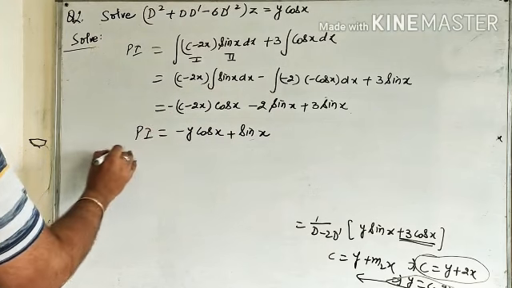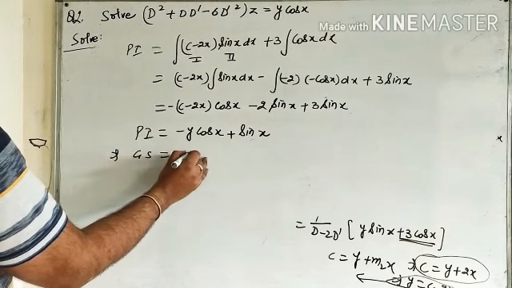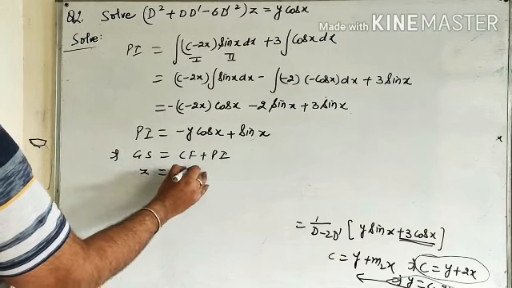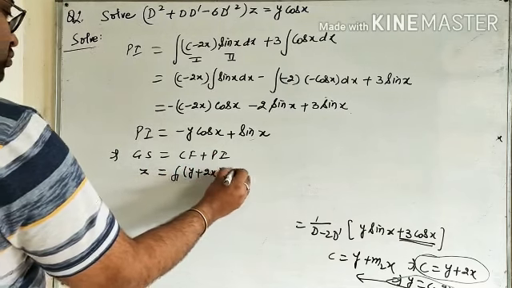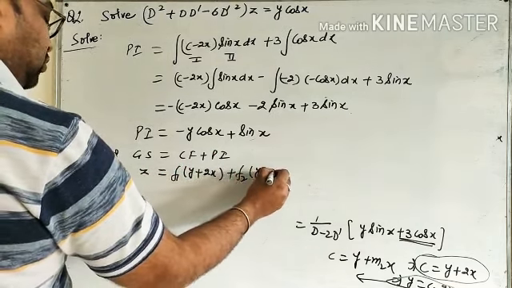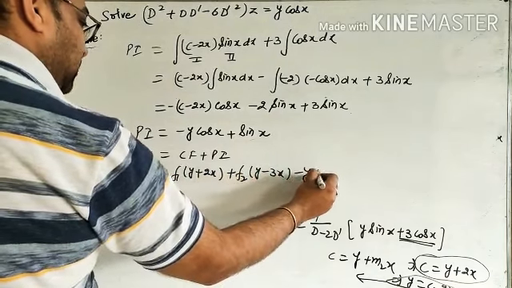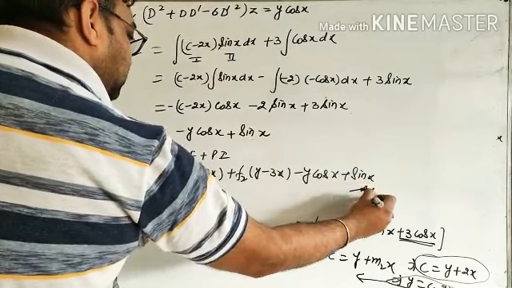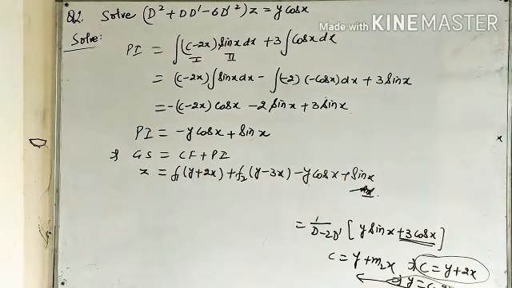So this is PI. So GS equals to CF plus PI, or z equals to f1 of y plus 2x plus f2 of y minus 3x minus y cos x plus sin x. So this is the complete answer of this type of problem.